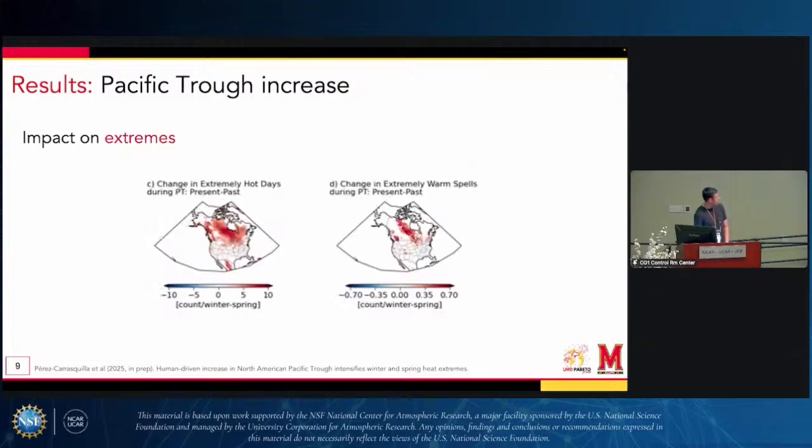As a result of these impacts over the surface weather, when we see an increase in Pacific Trough frequency, that increase is also associated with an increase in some of these extreme events. And so, especially over the region south and west of the Hudson Bay, we see this increase in extremely hot days and extremely warm spells when a Pacific Trough is occurring.